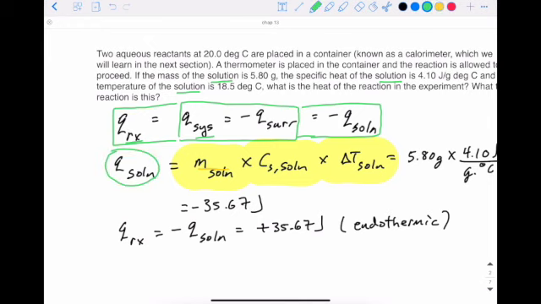Remember, the Q of the reaction, or the system, is going to be the negative of the Q of the solution. So if the Q of the solution is negative 35.67, then the negative of that number is positive 35.67 joules. So that would be the Q of your reaction. Seeing that that's a positive number, that tells you that the reaction absorbs heat and that reaction is an endothermic reaction.